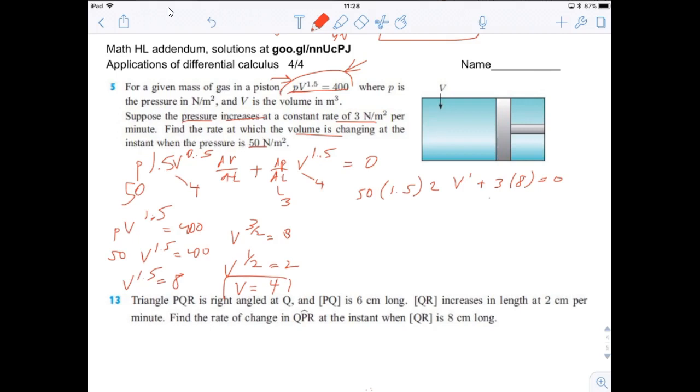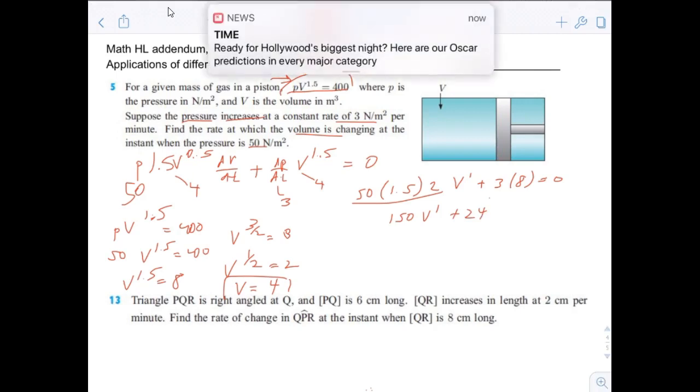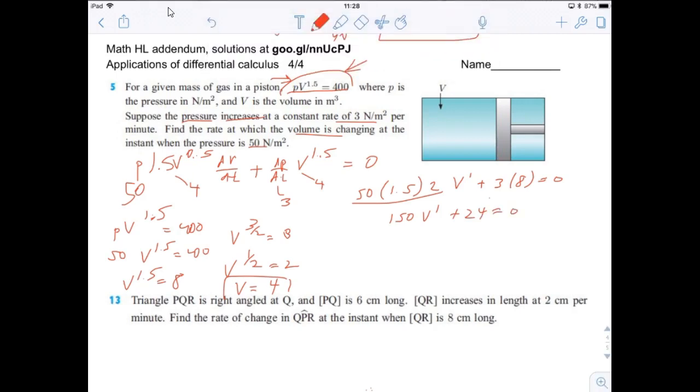So now we got 100 times 1.5, which is 150 V dash, plus 24 equals 0. Then we subtract 24 to the other side, so we have 150 V dash equals negative 24. V dash equals negative 24 divided by 150, which is equal to negative 0.16. So the volume is decreasing by 0.16 meters cubed per minute.